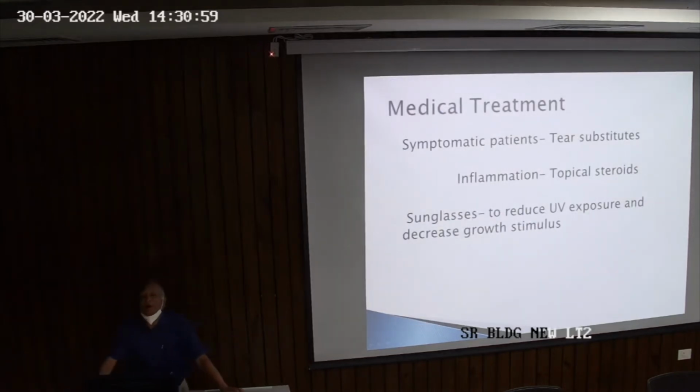Coming to the treatment part, medical and surgical. Medical, usually we cannot treat. Once there is progress on that part, medically we cannot treat that. But some relief we can give to the patient. Symptomatic patient, tear substitute, because many times there is dryness and grittiness. If inflammation is there, we can start with topical steroids. Sunglasses just to reduce the UV rays, or you change the environment, to a dark type or where the sun rays are not common.